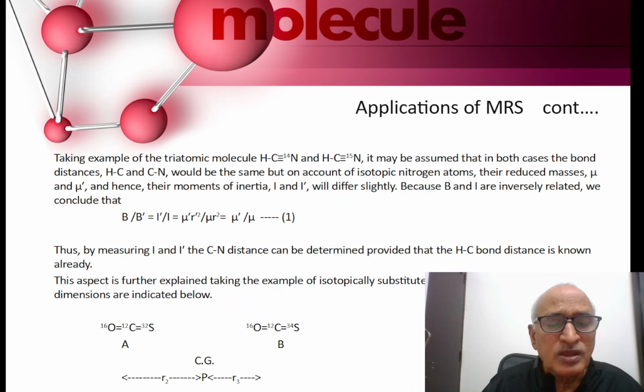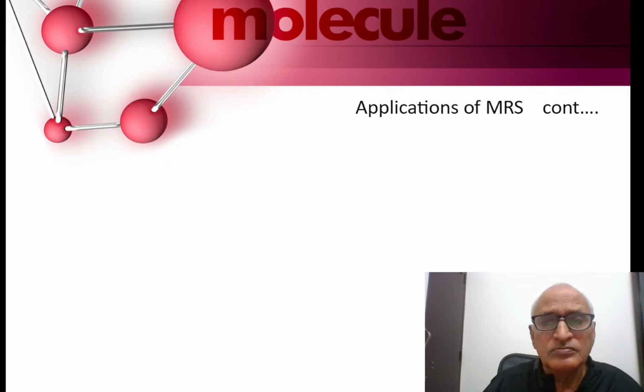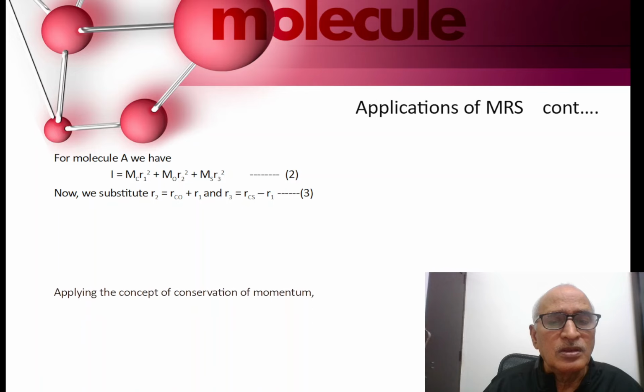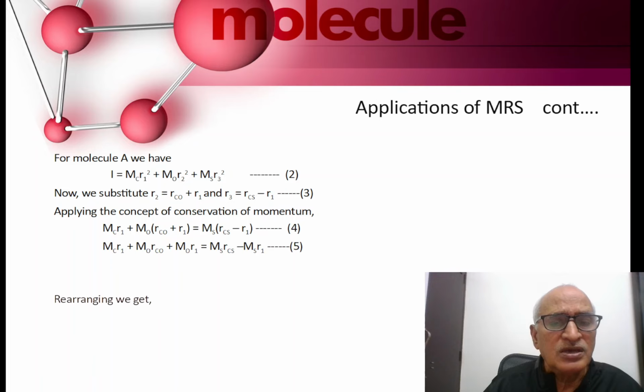The molecule is rotating about the center of gravity, point P. Various parameters are shown here. Molecule A refers to the normal molecule, and molecule B refers to the isotopically labeled molecule. So for the normal molecule, moment of inertia I is given. Similarly, applying the concept of conservation of momentum, we find expression number 4. Rearranging, equation number 5. Again rearranging, we get equation 6.